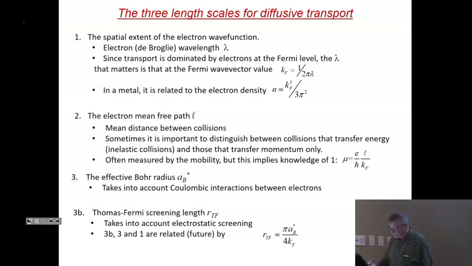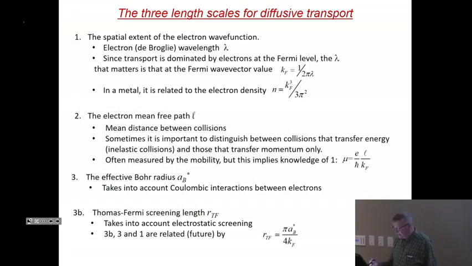Something else that matters is the effective Bohr radius. So the Bohr radius is, in fact, something related to the wavelength, of course. It's the spatial extent of the wavelength, but it takes into account Coulombic interactions between electrons that will be screened. So we'll get to that in a minute. So it does measure the spatial extent of the wavelength of the wave function, and it's distinct from the wavelength itself.